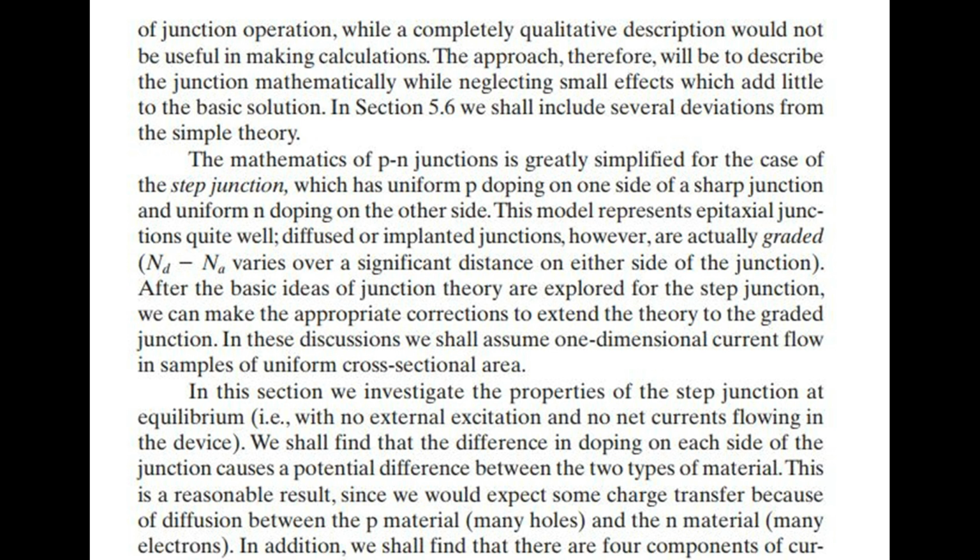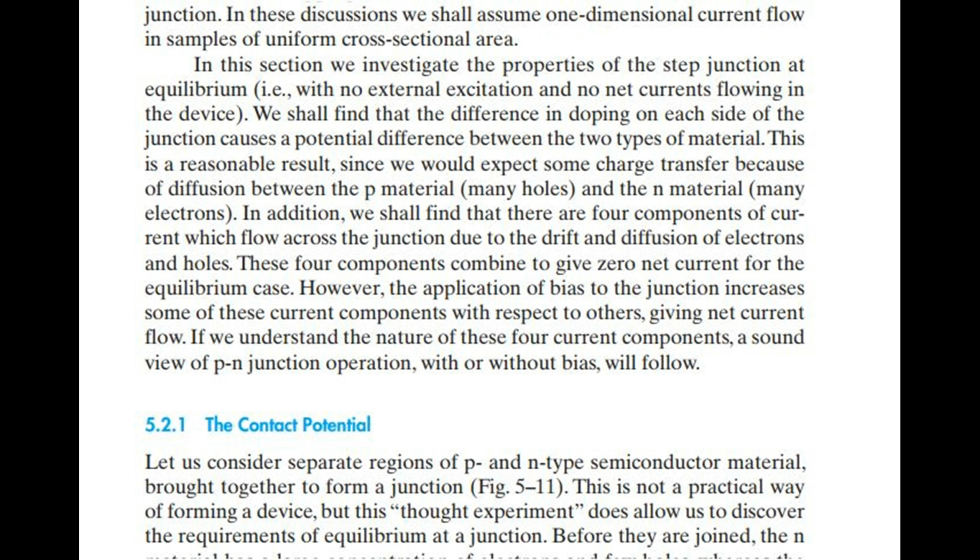In addition, we shall find that there are 4 components of current which flow across the junction due to the drift and diffusion of electrons and holes. These four components combine to give zero net current for the equilibrium case. However, the application of bias to the junction increases some of these current components with respect to others, giving net current flow. If we understand the nature of these four current components, a sound view of p-n junction operation, with or without bias, will follow.